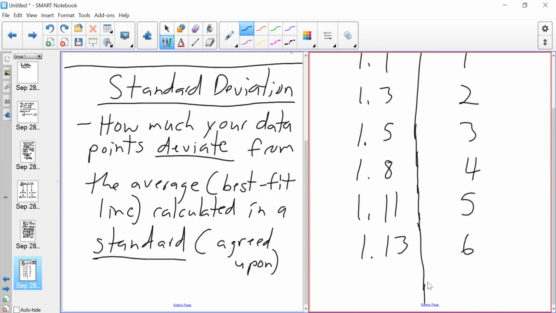1.13. And then 1.15, I'll stop at 7. How are we going to calculate standard deviation on all those data points? Make sure you have that before I go to the next.